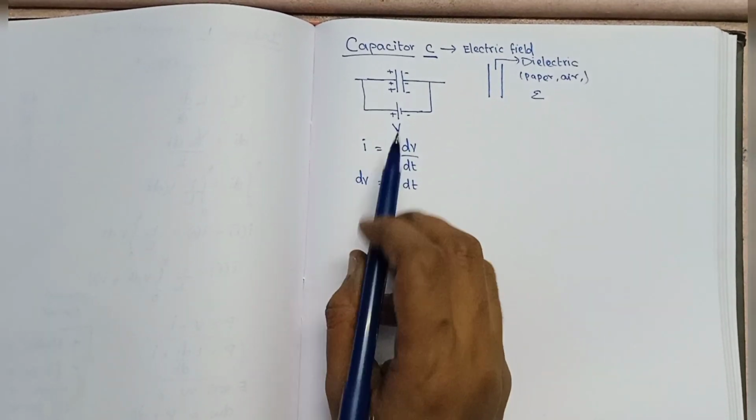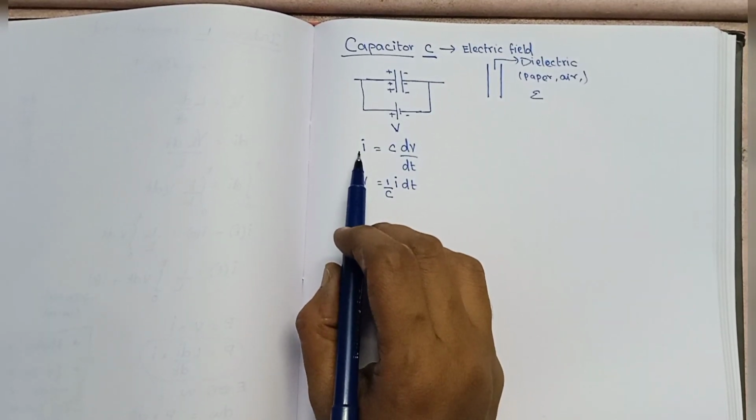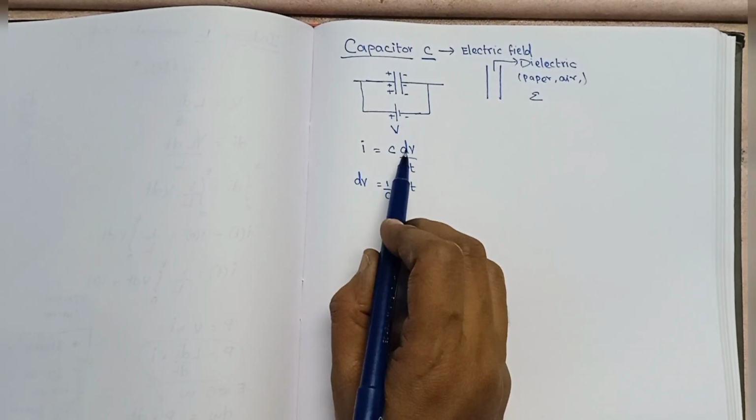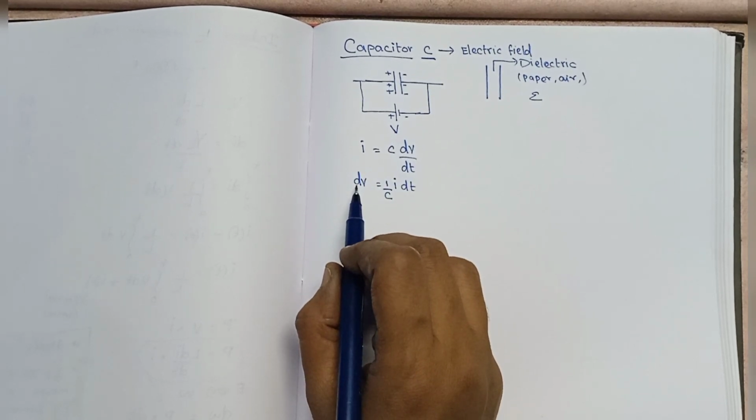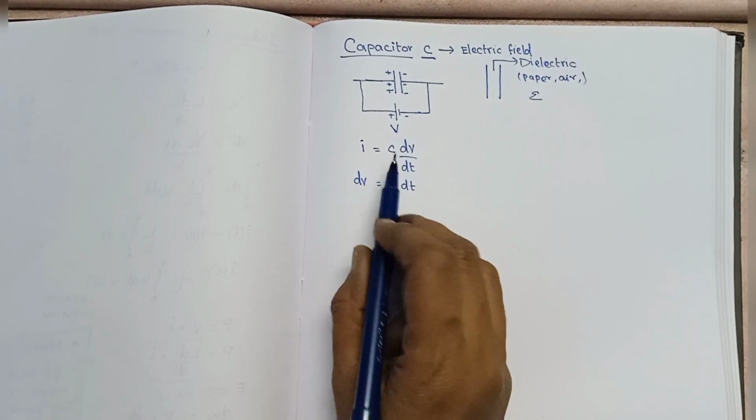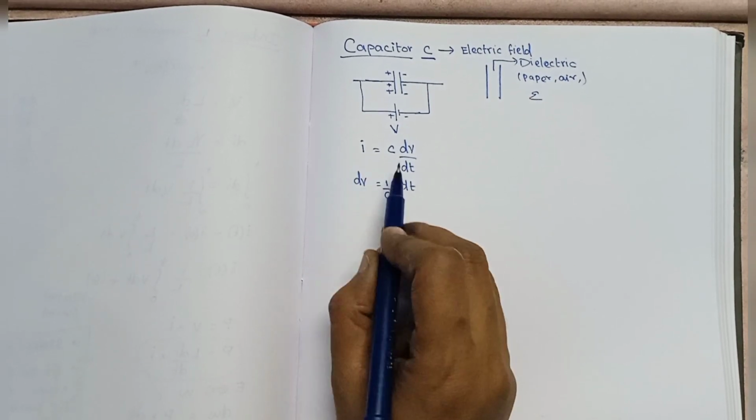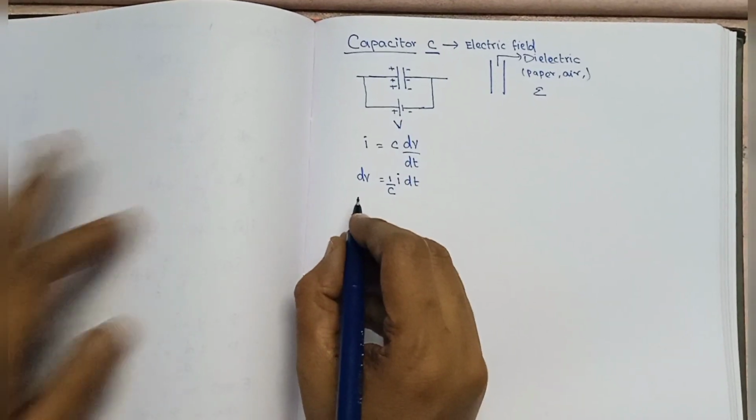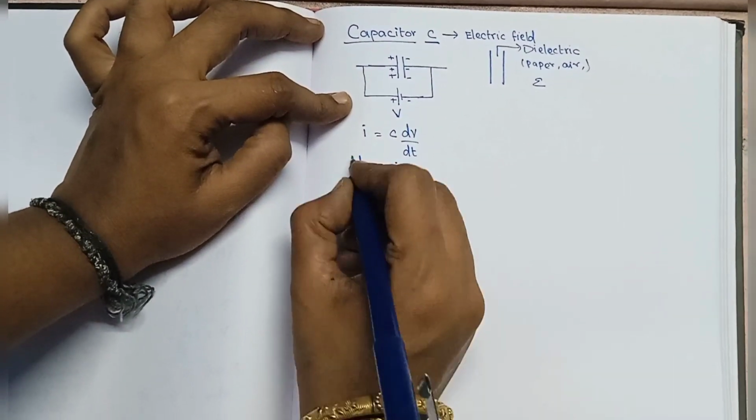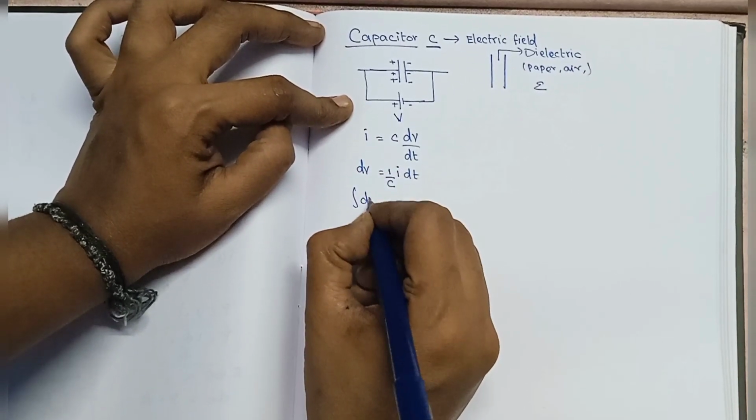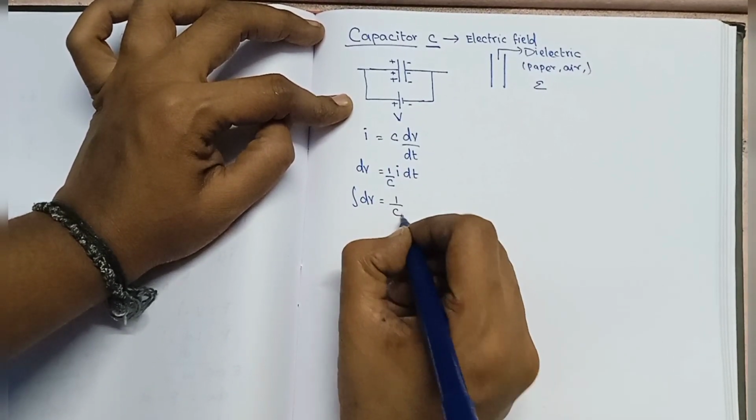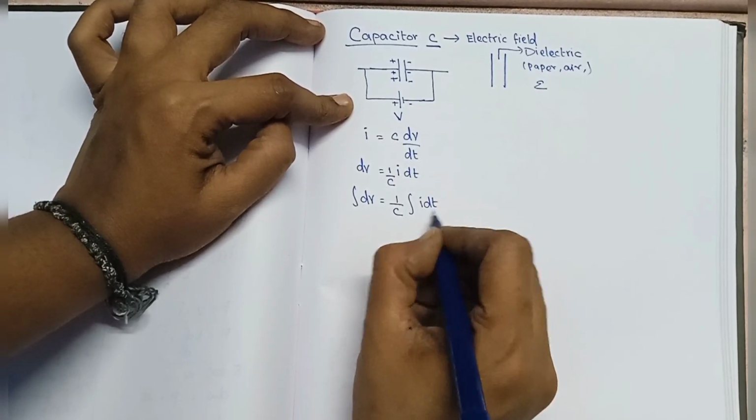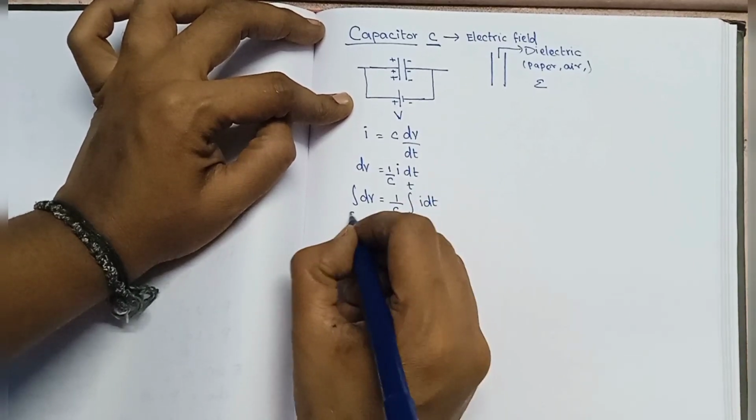So how can I write the current for the capacitor? Current i is equal to C times the rate of change of voltage. So how can I write dV? dV is equal to 1 divided by C, i dt, because I am taking the capacitance and cross multiplying. So what is the value of V? I want to integrate on both sides. Integration of dV is equal to 1 divided by C, which is constant, the capacitance value is constant, times i dt. The current varies with time, so the limits are 0 to t on both sides.